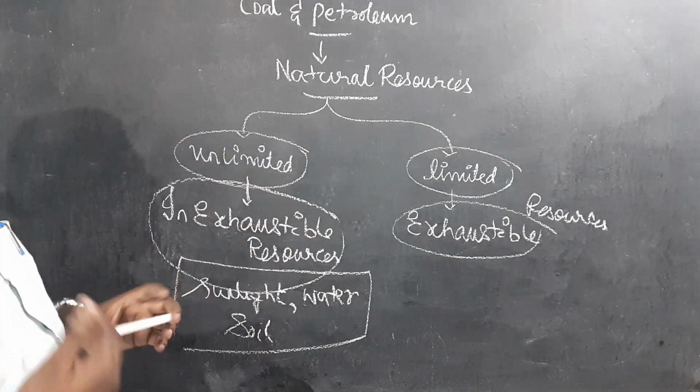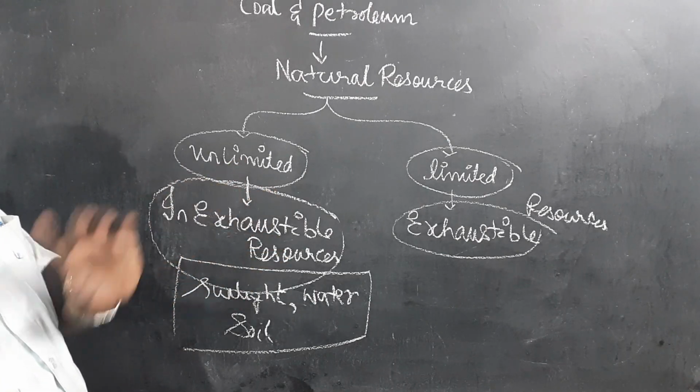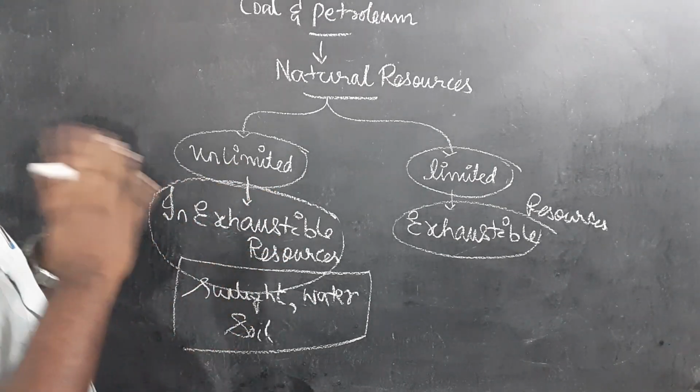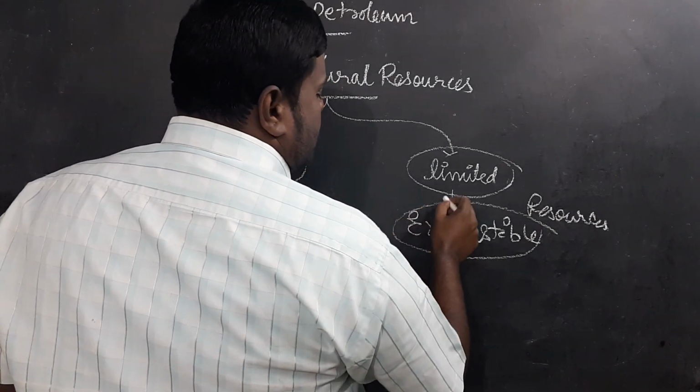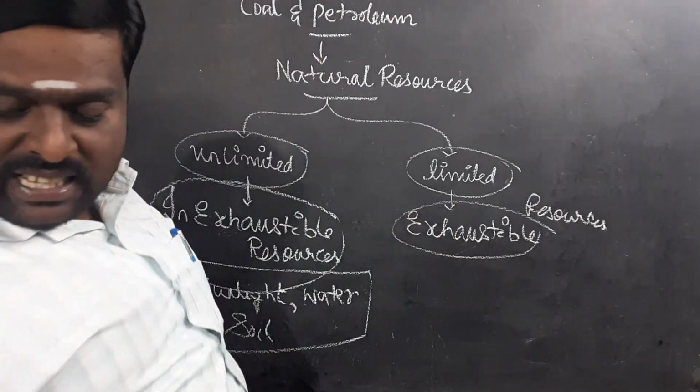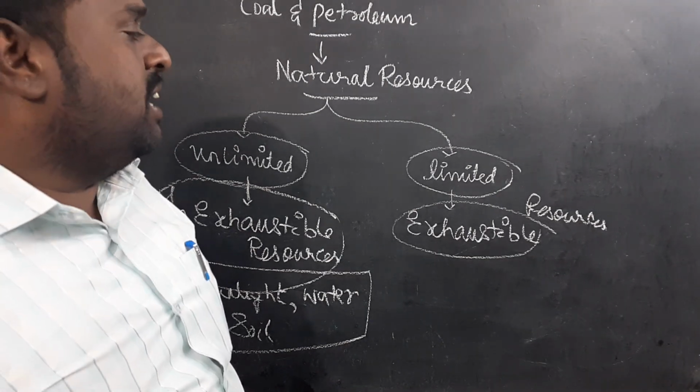As we are continuously using it, definitely a day will come when we'll run out of it. Such a resource is said to be an exhaustible resource.